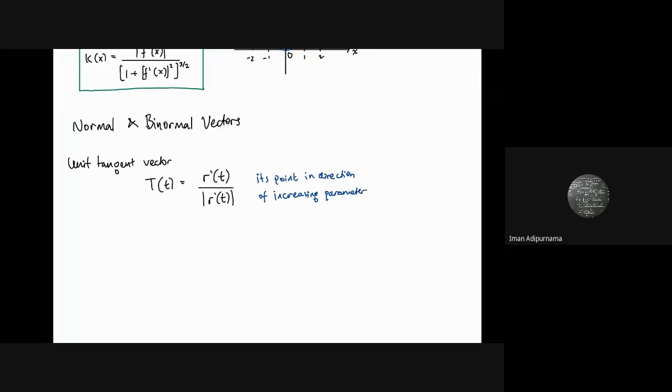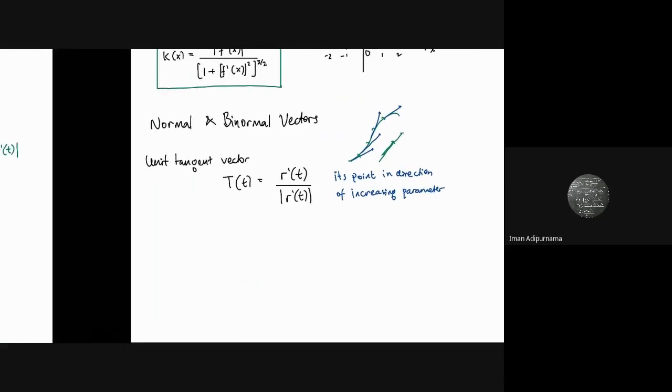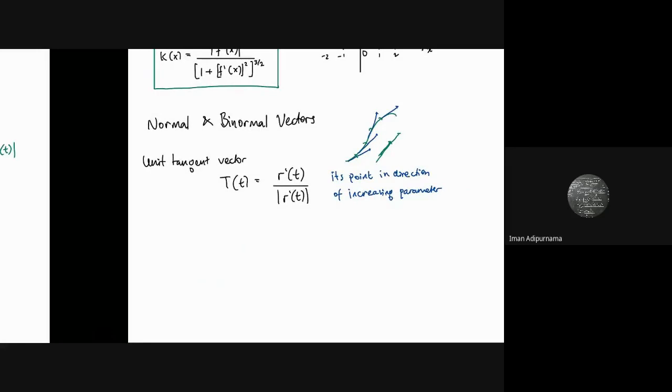What does it mean? If this is your curve, this is the unit tangent vector, right? So if the arrow is going that way, the increasing parameter will be in this way. So the unit tangent vector will be following the increasing parameter. Okay, that's just what we already learned, right?